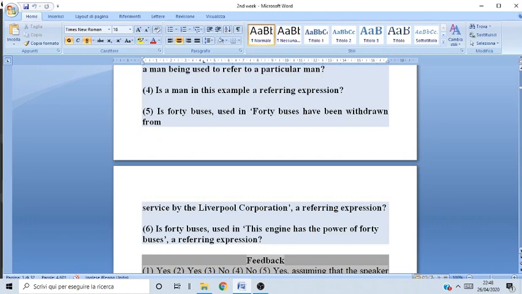Is 40 buses, used in 40 buses have been withdrawn from service by the Liverpool Corporation, a referring expression? And is 40 buses, used in the engine has the power of 40 buses, a referring expression?